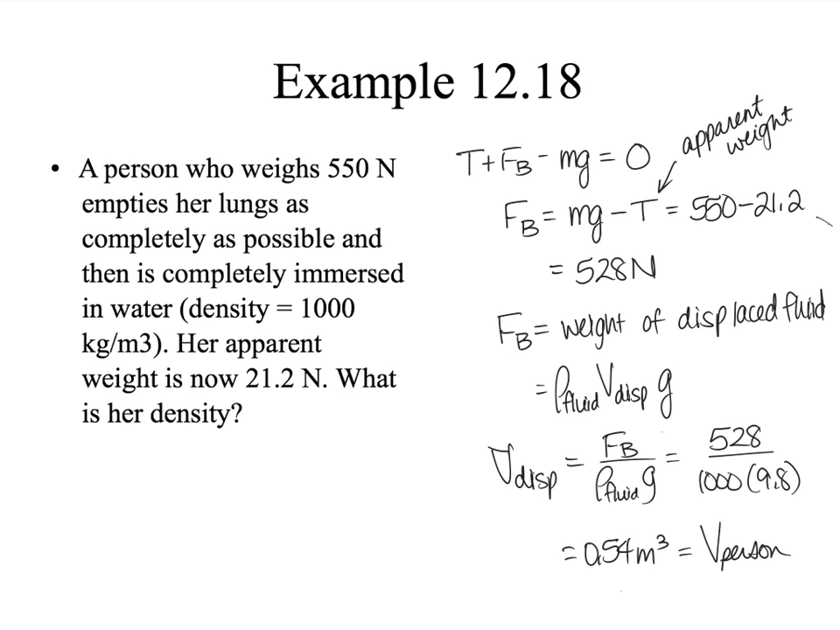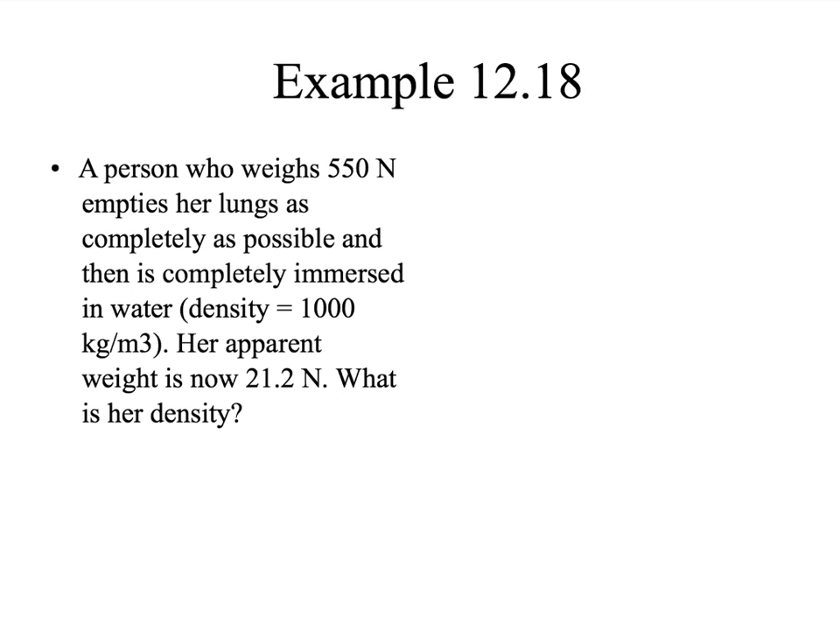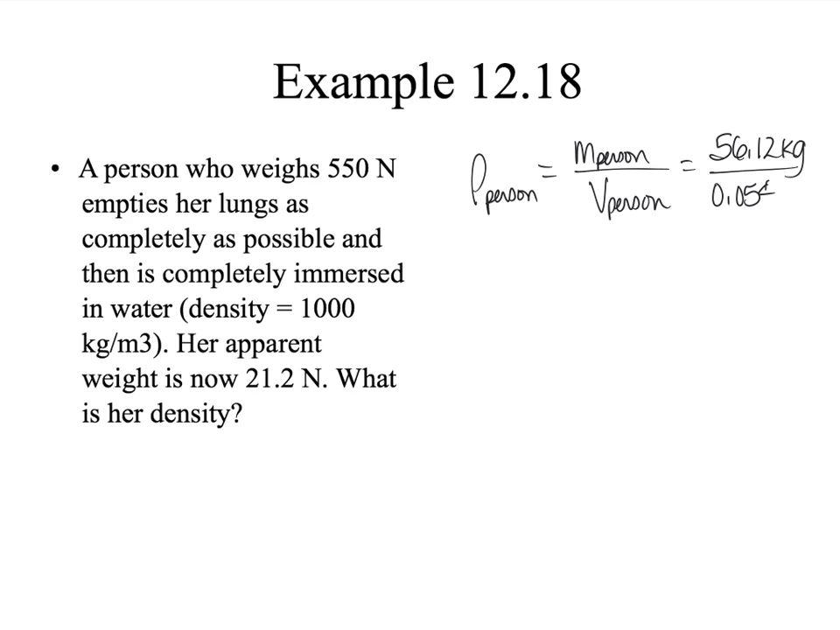So now we know the two key pieces of information that we need to find her density. Her density is equal to the mass of the person over the volume of the person. And both of these things we've actually been able to find. Early on, we found that the person had a mass of 56 kilograms, and we just found that her volume was 0.054 cubic meters. Together, this gives a density of 1,039 kilograms per cubic meter.